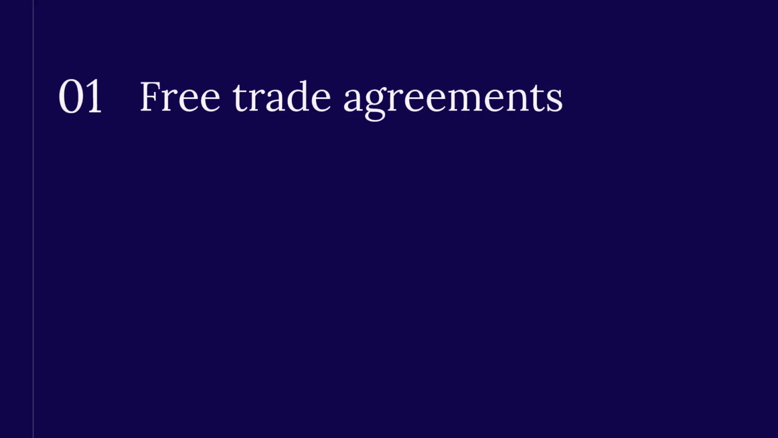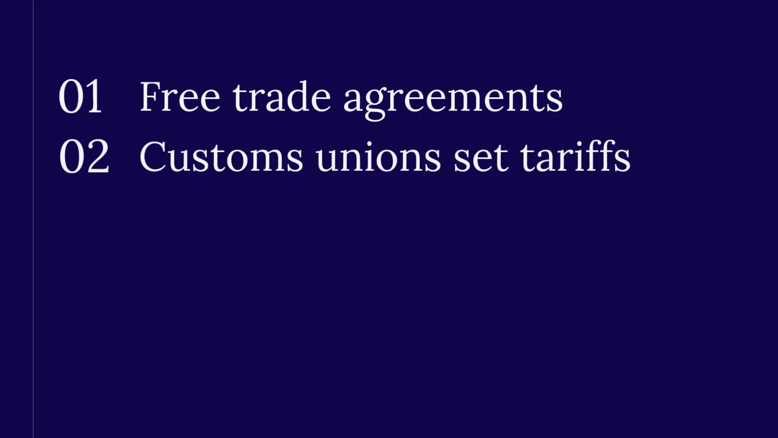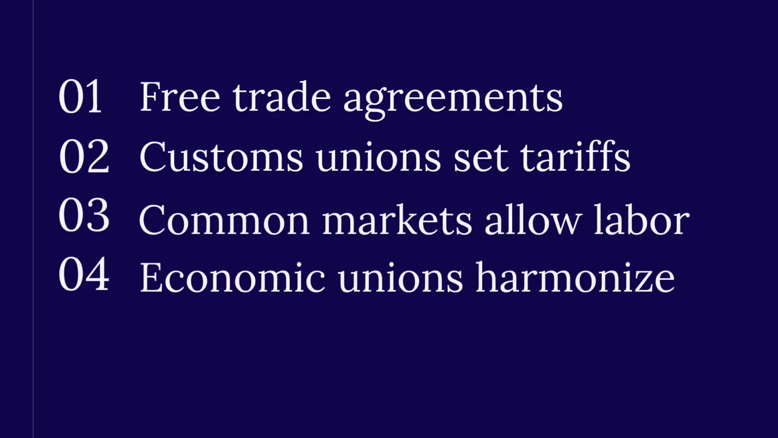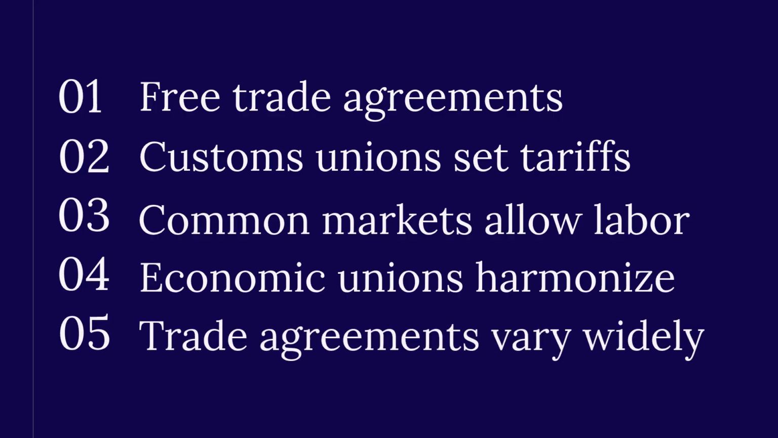Preferential trade agreements vary in form. Free trade agreements eliminate most trade barriers. Customs unions establish common external tariffs. Common markets allow free capital and labor movement. Economic unions harmonize economic policies.